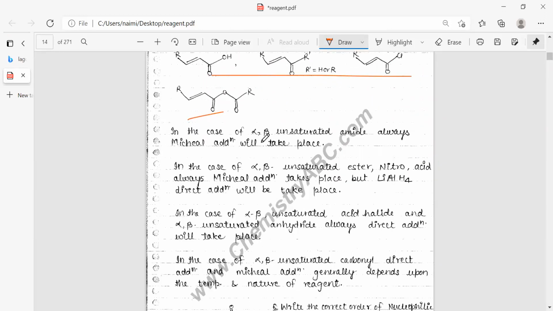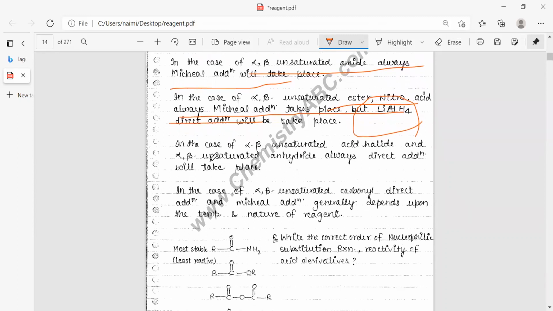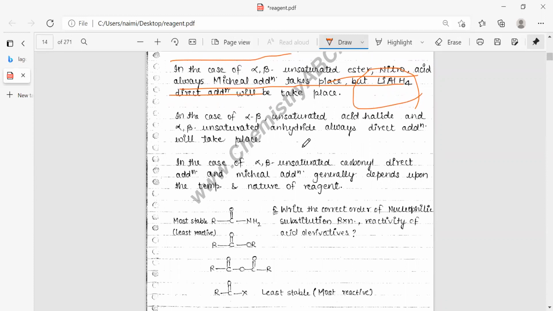In the case of alpha beta unsaturated amides, always Michael addition will take place. In the case of alpha beta unsaturated esters, nitro compounds and acids, always Michael addition takes place, and with lithium, direct addition takes place. With lithium aluminum hydride it gives direct addition, meaning 1,2 addition takes place. In the case of alpha beta unsaturated acid halides and alpha beta unsaturated anhydrides, direct addition will always take place.